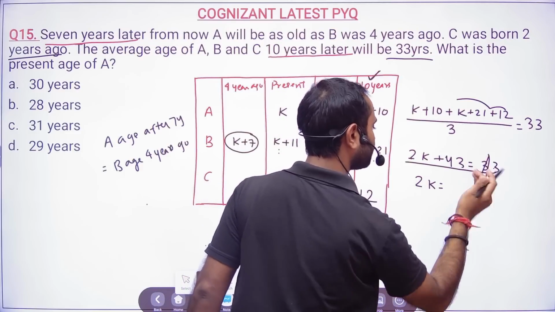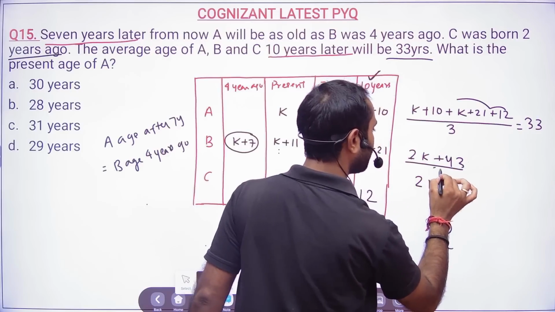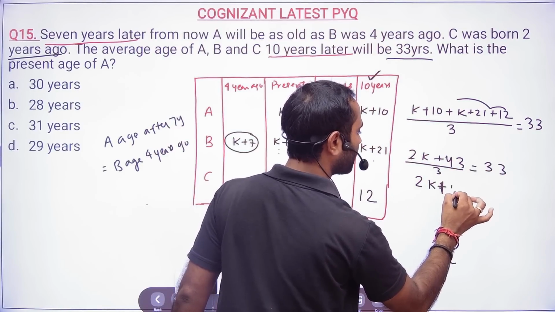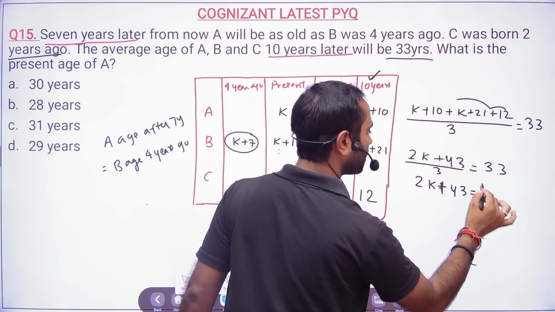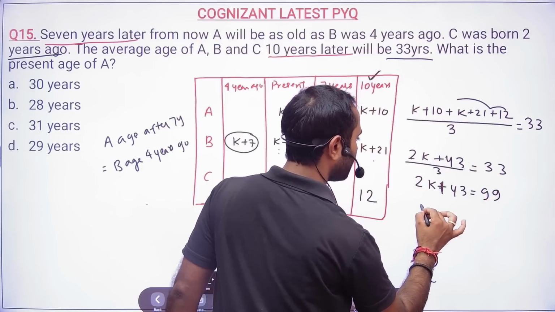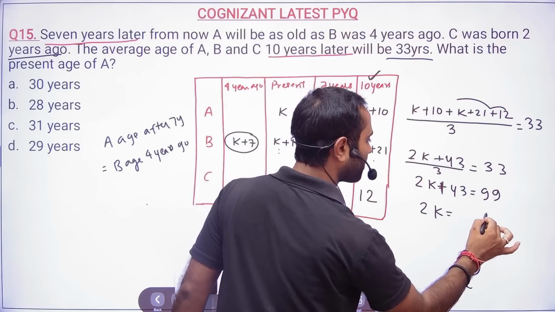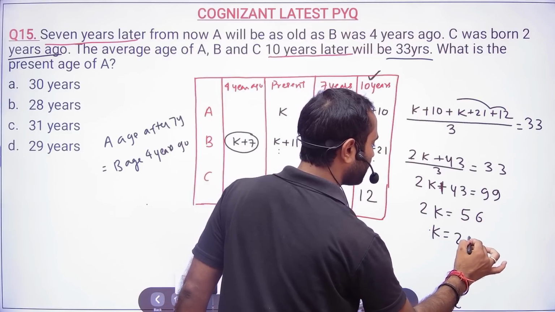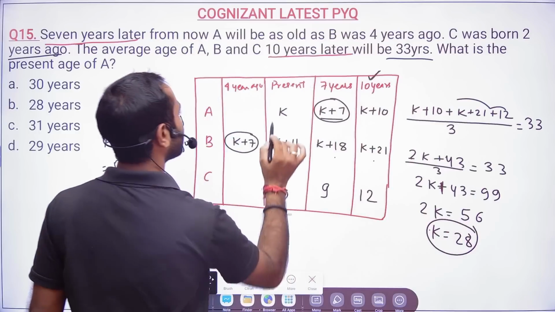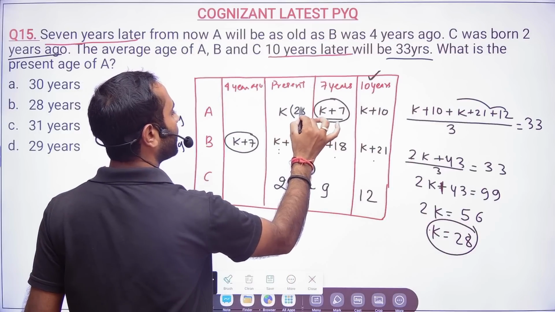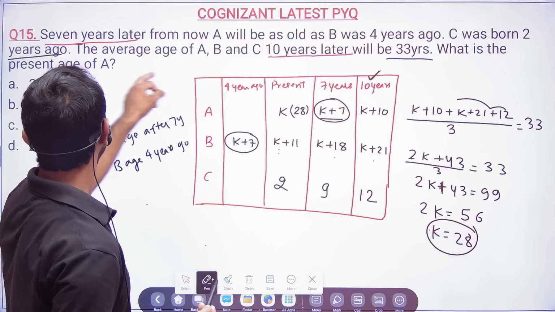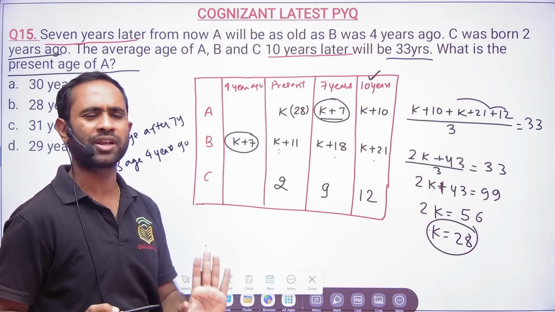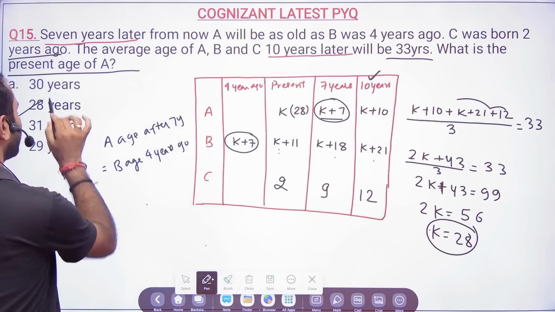So 2K plus 43 is equal to 33 into 3, which is 99. So 2K will be equal to 99 minus 43, which is 56, and K will be equal to 28. That means this value we have got is 28. What they are asking is the present age of A. That is what we have calculated. That's all done. 28 years will be the correct answer.